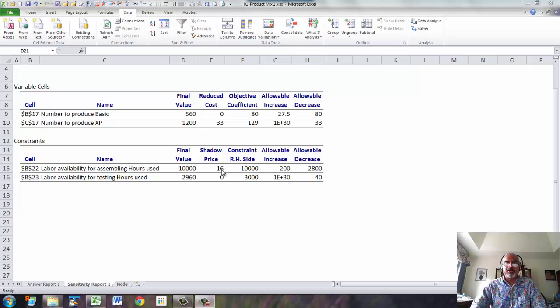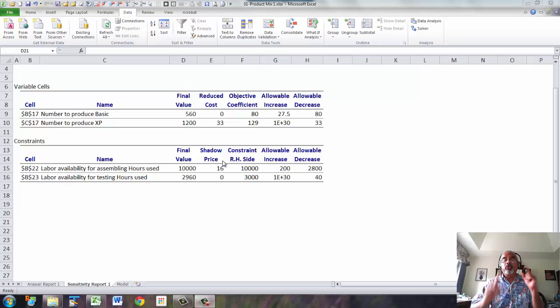Now shadow price refers to how much the objective function value changes. In this particular example, the objective function value is the maximum profit. So the shadow price tells us how much the maximum profit will go up by, how much it will increase, if the right hand side increases by 1 unit. So if you have 10,000 hours of assembly labor, if you increase it by 1 hour, the maximum profit will go up by $16.